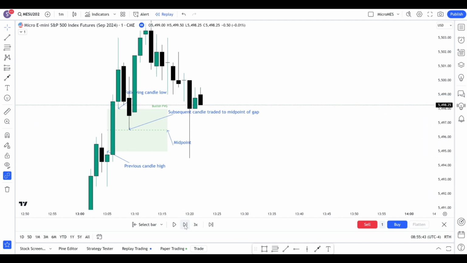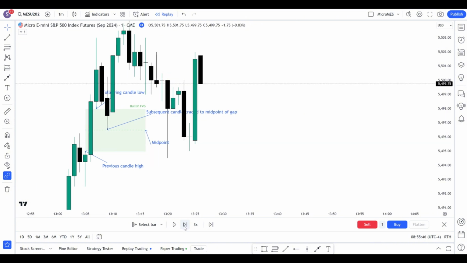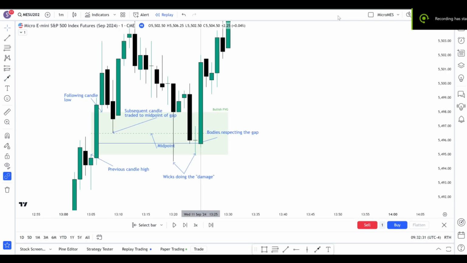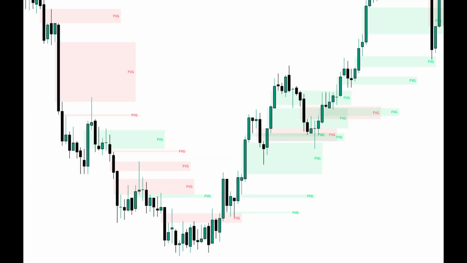This is what ICT says is the wicks doing the damage, but the body is showing that it respects the gap by staying inside of it. What this means is that the wicks are allowed to go outside of the gap, taking out any potential sell or buy stops. But the body is indicating that it wants to continue going up. And jumping ahead, we see that this is exactly what has happened. However, it is important to note that indicators, such as fair value gaps, are only valid if they fit within your narrative. Because, as you can see in this chart, fair value gaps form all the time, but they only make sense if they fit within what you expect the market to go to.